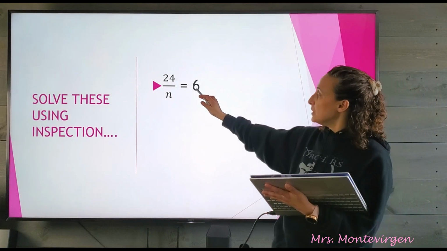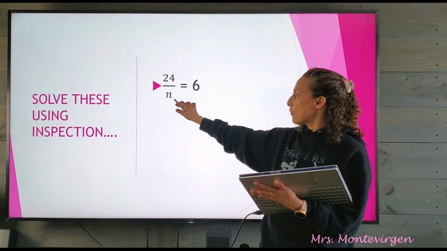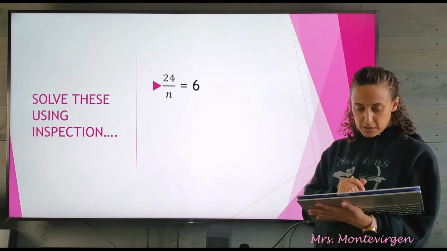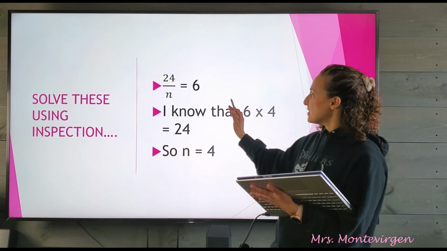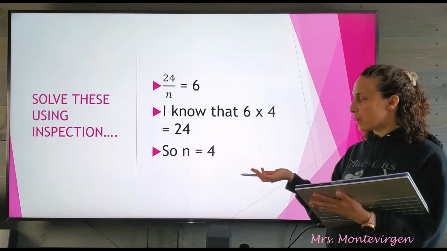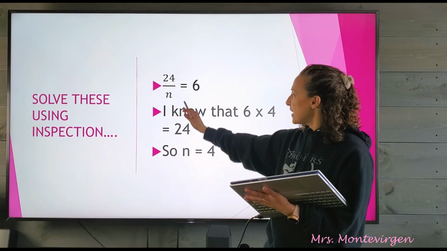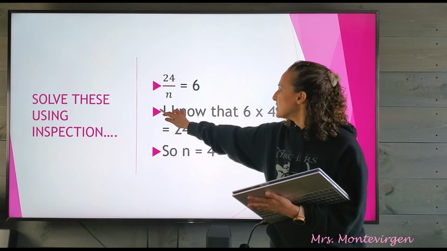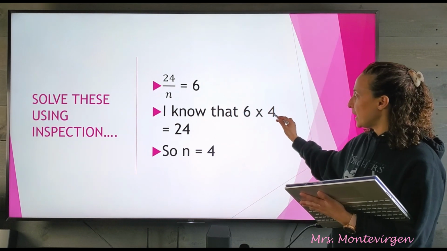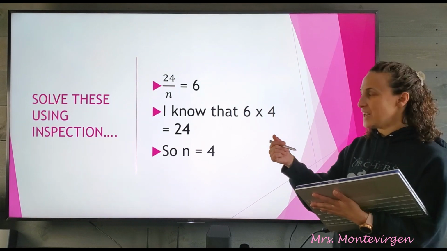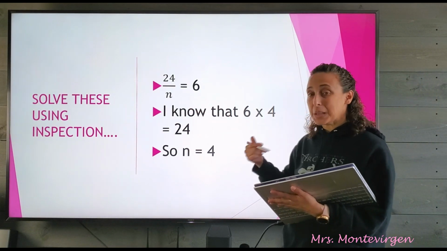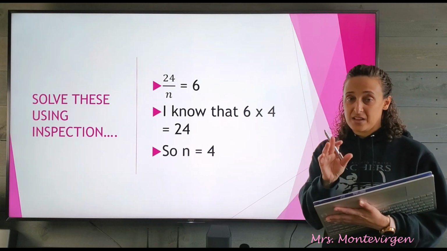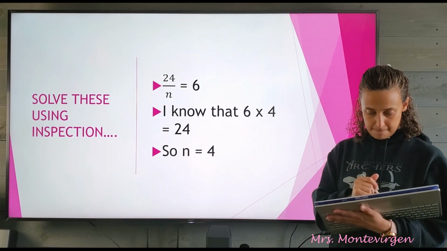Here's another example. 24 over n, or 24 divided by some number, equals 6. Well, I already know that 6 times 4 is 24. So in this case, if I take my 24 and divide it by 4, I get 6. And again, this part here is what I already know, and that's the part I'm writing down to explain how I'm coming up with that answer. That part is very, very important.